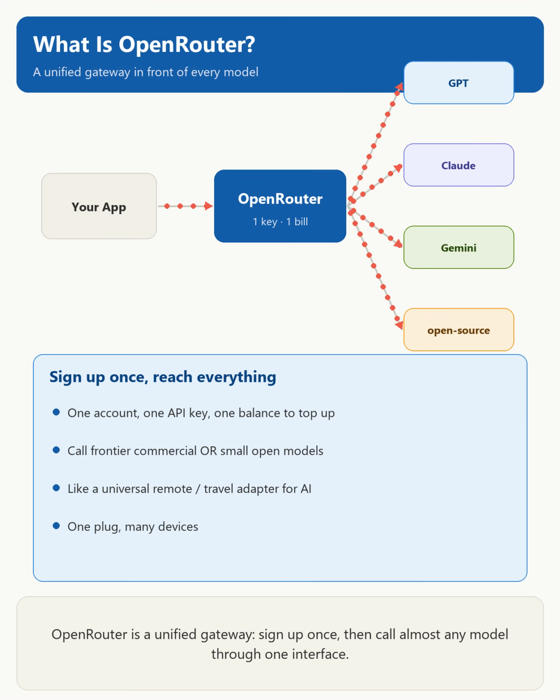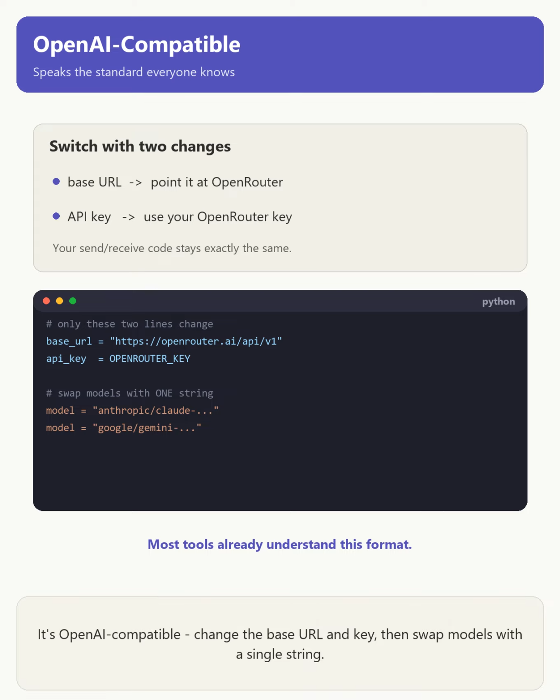That's exactly what OpenRouter is. It's a unified gateway that sits between your application and hundreds of language models from dozens of providers. You sign up once, get one API key, and add money to one account. Then you can call almost any model, from frontier commercial models to small open source ones, all through the same interface. Think of it like a universal remote, or a travel adapter, for AI models. One plug, many devices.